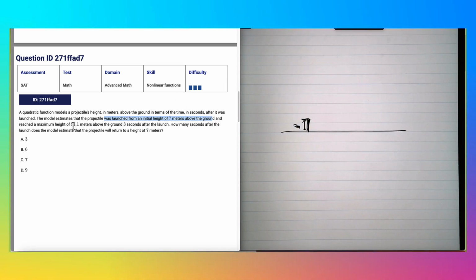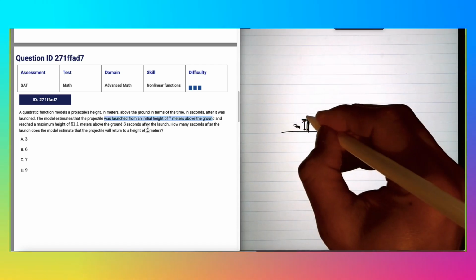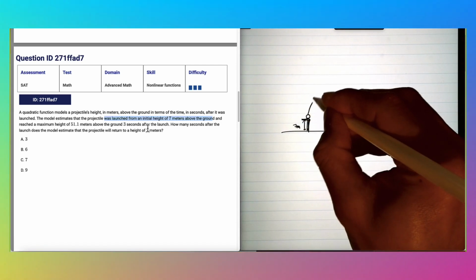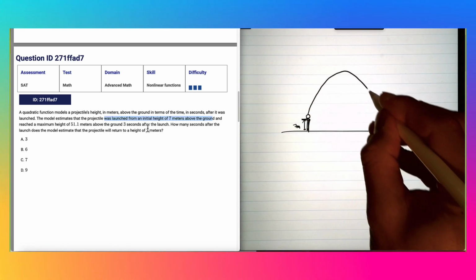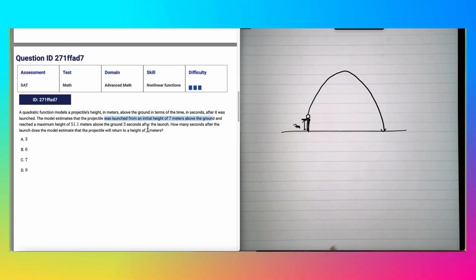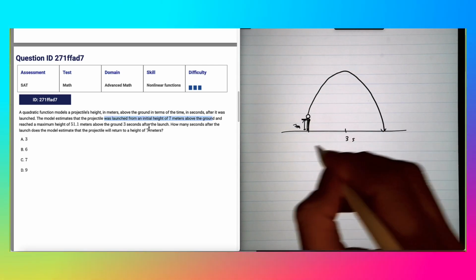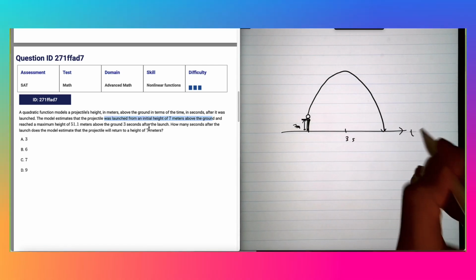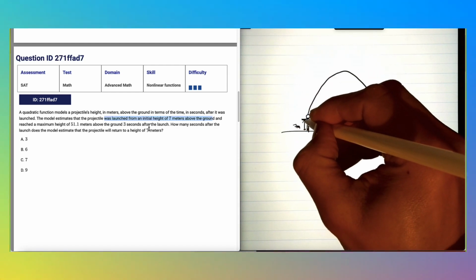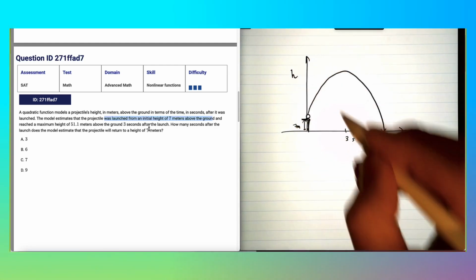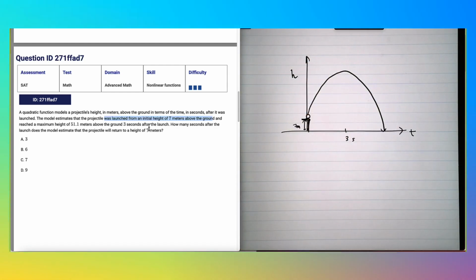Okay. And it reached a maximum height of 51.1 meters above the ground 3 seconds after the launch. So it's as if you have a ball here and it's going to go up high and have a parabolic trajectory. Again, the highest point happened at 3 seconds. So if you call this t and this the height, this is the function you get.